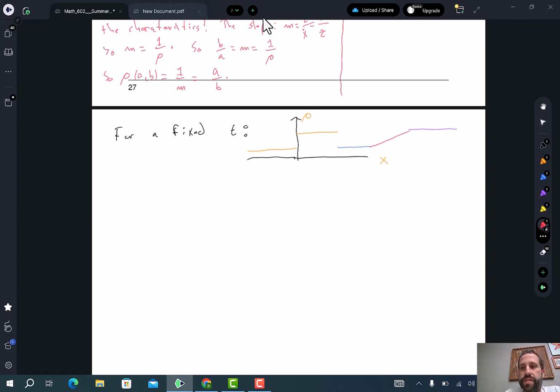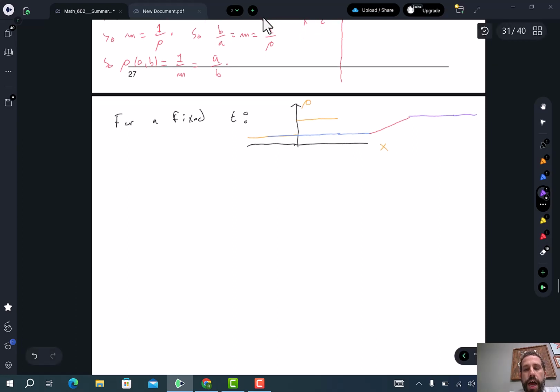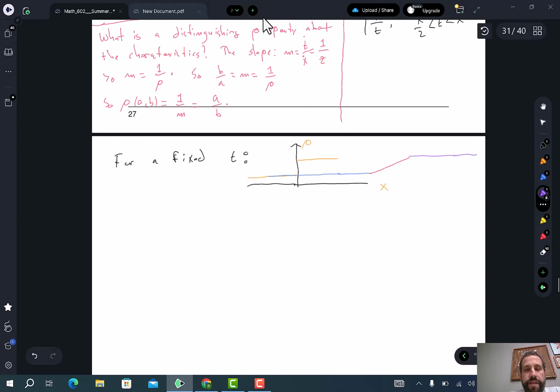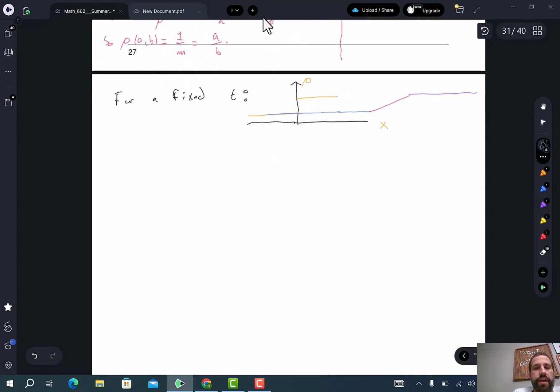This would be what rho is. Actually, this extends out this way, and this extends out this way. Okay, I'll say a little more about this in an upcoming video and draw some better pictures. But this is called an expansion wave. There's not a unique solution.